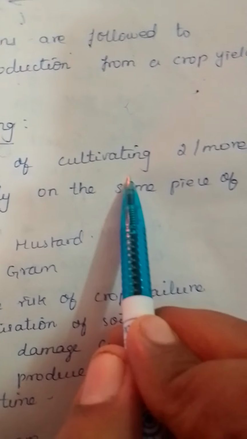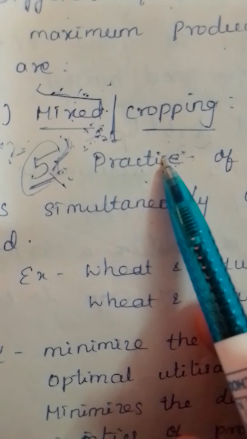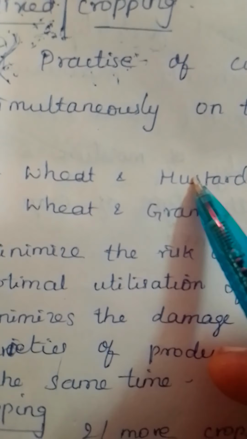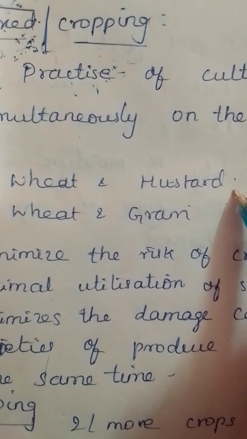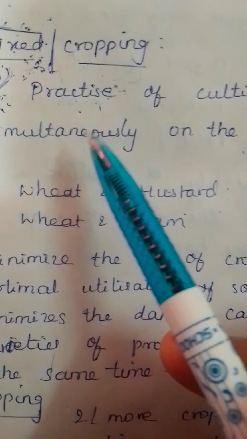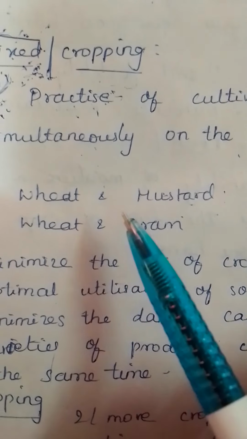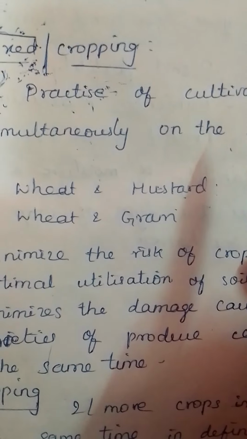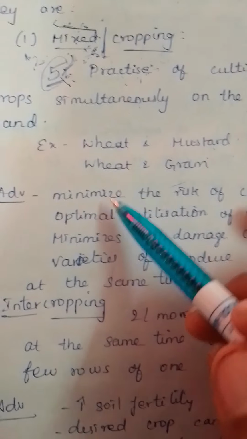Just listen to the definition. Practice of cultivating two or more crops simultaneously on the same piece of land. That is called mixed cropping. It may be wheat and mustard, or wheat and gram, or more than these two can also be planted or cultivated in the field. Have it in mind, if this process is practiced by the farmer, the soil is not going to lose any of the nutrients. Fertility of the soil will be increased, profit will be more, and while harvesting, a number of products can be obtained. These are the advantages of mixed cropping.